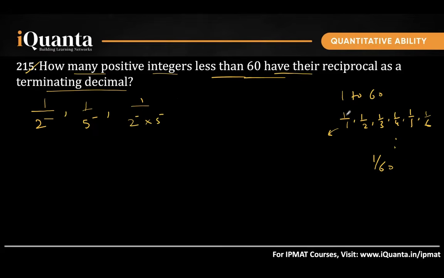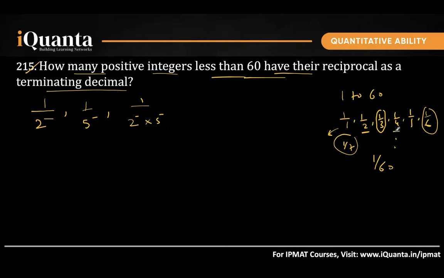Except this, no fractions will have a terminating decimal expansion. Like 1 by 3 never terminates, 1 by 6 never terminates, 1 by 7 never terminates, 1 by 9 never terminates. Only those fractions terminate in which the denominator has purely some power of 2 or 5.